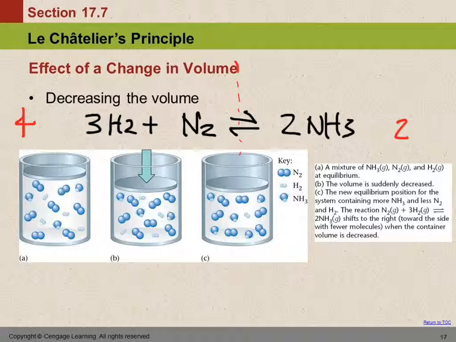So we're decreasing the volume, which increases the pressure. Le Chatelier's principle says the equilibrium wants to shift to oppose that. It wants to reduce the pressure. How can it reduce the pressure? By reducing the number of gas particles. So if the reaction proceeds in the forward direction, we can cut the number of gas particles in half.